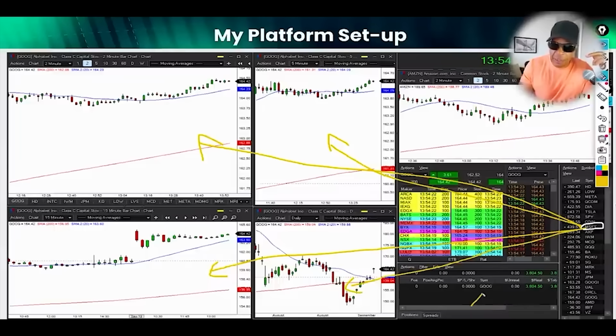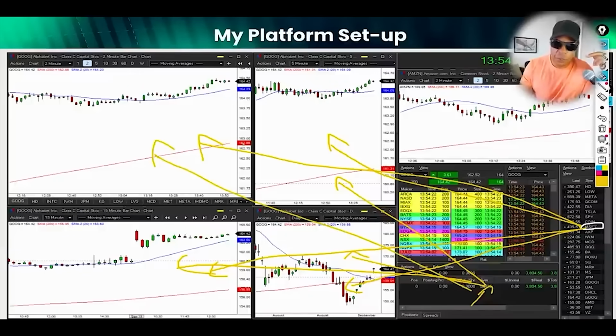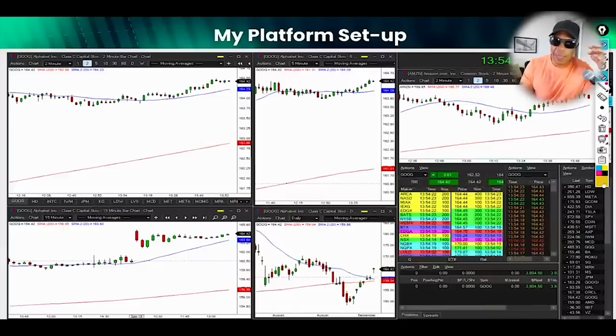If I click on Google here, anything I click on affects these four windows: the 2, the 5, the 15-minute, and the daily. This window is independent of any clicks. It's static. All right, so those are the components of my execution screen or my platform screen.